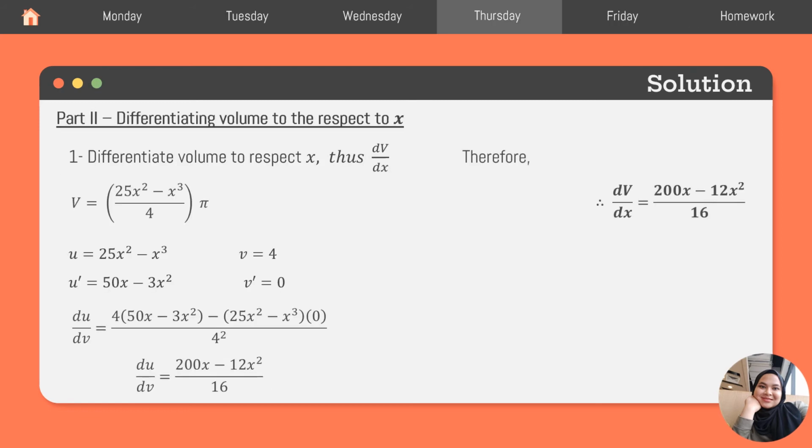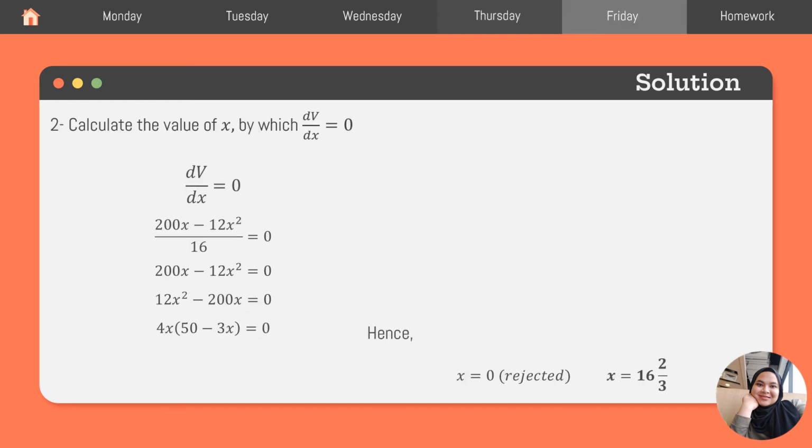Moving on to part 2 of the solution, differentiating the volume of the cylinder with respect to x. Note that we are differentiating the volume V with respect to x. Thus, it shall be set as dV/dx. To differentiate, use the quotient rule, where the numerator is considered as u and the denominator is considered as v. Then, differentiate accordingly and simplify. The final simplified dV/dx is displayed on the screen.